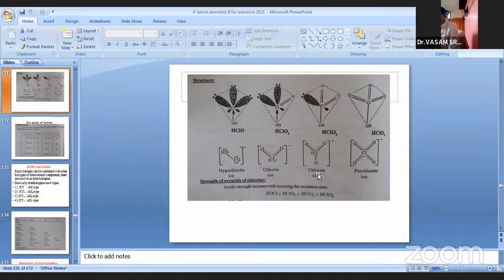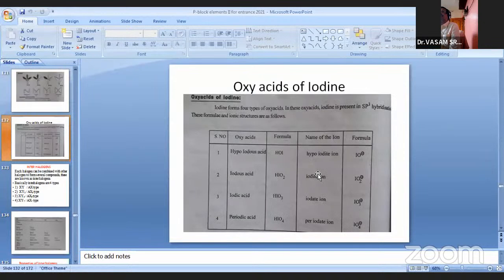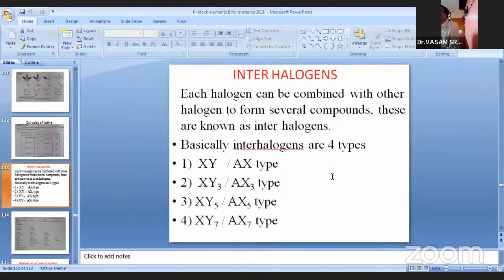It belongs to strong acid. HClO4 is a strong acid. And the next one, oxy acids of iodine. In the same way, hypoiodous, iodic, and periodic acid. These are all the anionic state of oxy acids of iodine.